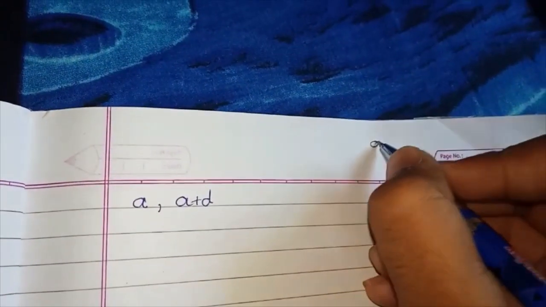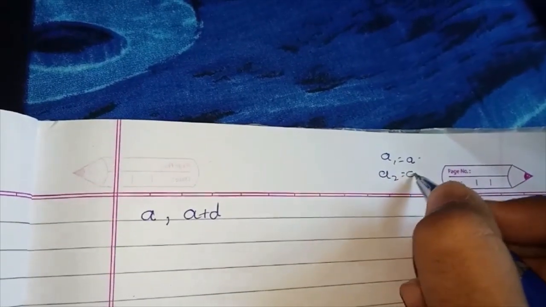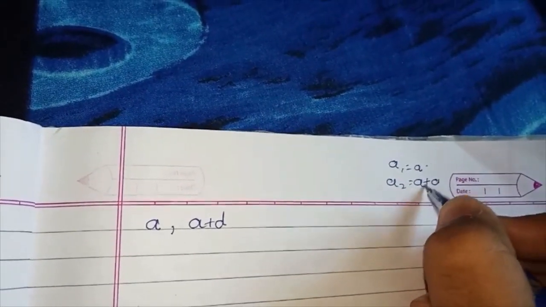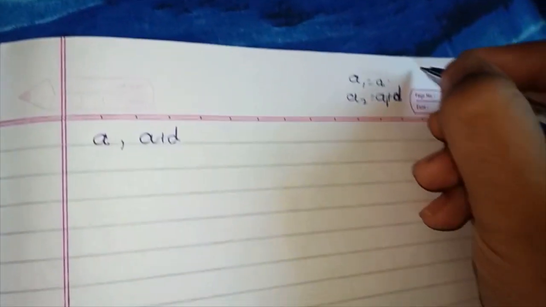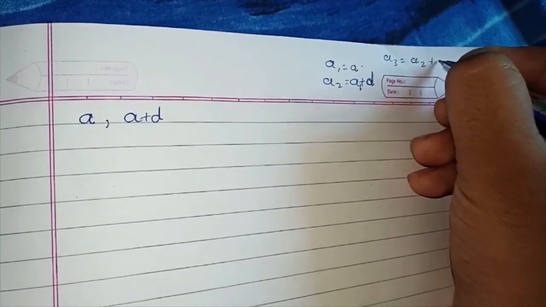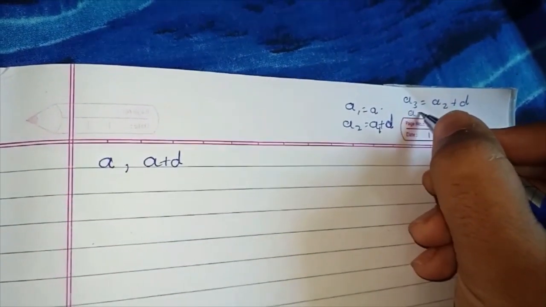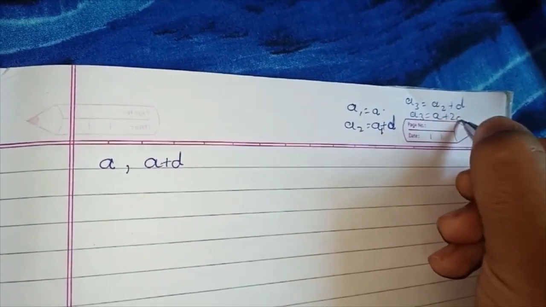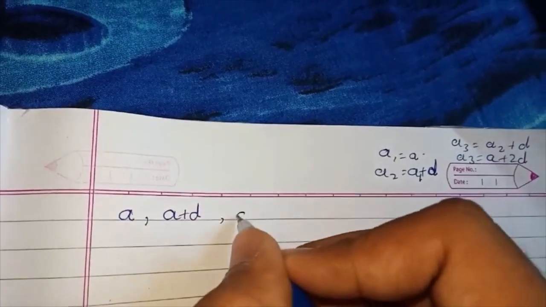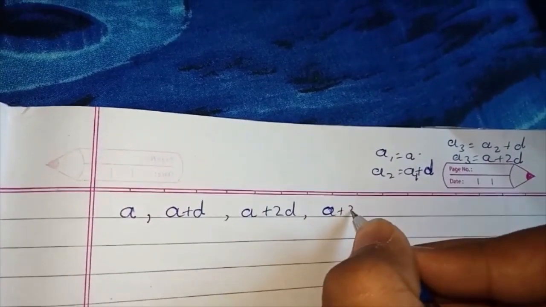Because a1 is equal to A, we will get a2 when we add the common difference to the first one, that is a1 plus d. Now we get a3 when we add a2 plus d. And what is a2 here? A plus d. Therefore we'll get a plus 2d. Similarly, we will get a plus 3d.